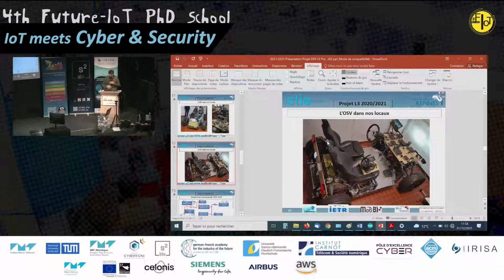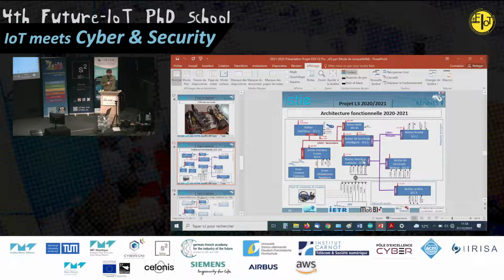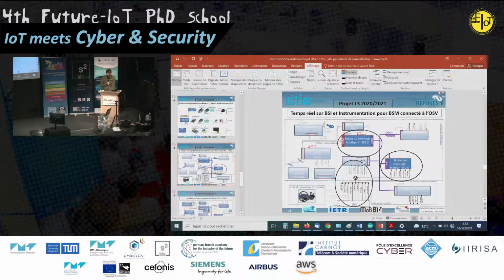Donc sur le véhicule, ça donne ce genre de choses. Vous voyez ici, on a un volant, on a la possibilité de simuler sur table le fonctionnement de l'OSV, ou de l'avoir directement sur l'OSV, ou comme c'est le cas dehors là, pouvoir faire comme si on était sur le véhicule réel. Donc là, c'était l'architecture fonctionnelle de l'année dernière. Je vais aller sur celle de cette année.